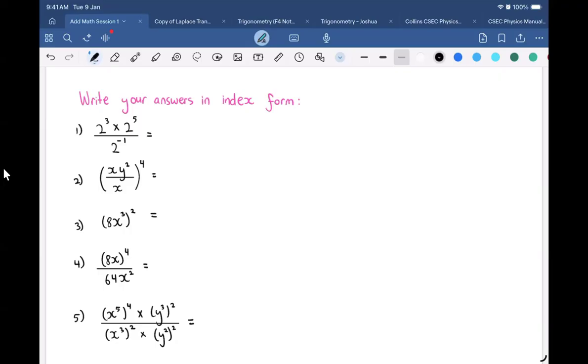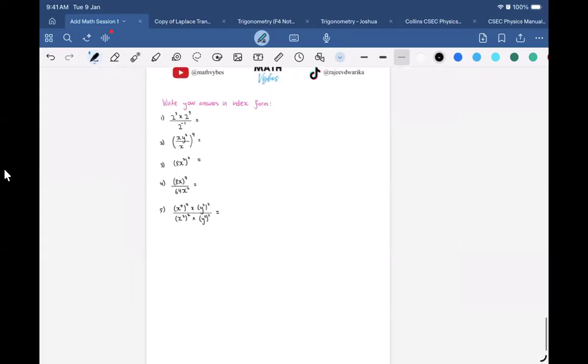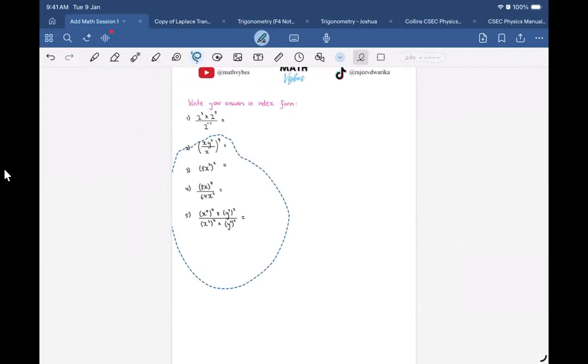So Shayna, let me start off with the first one. We have the same base and we're multiplying on top, right? Anytime you have the same base and you're multiplying, what do you do with the powers?